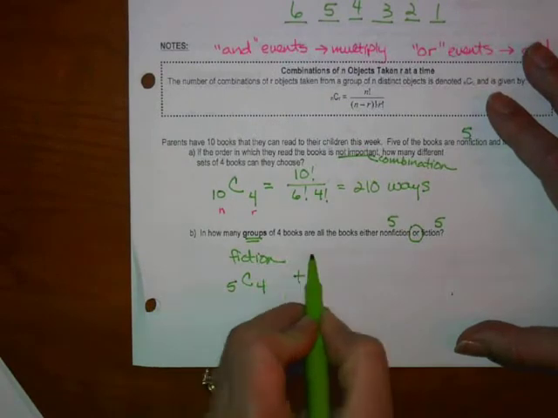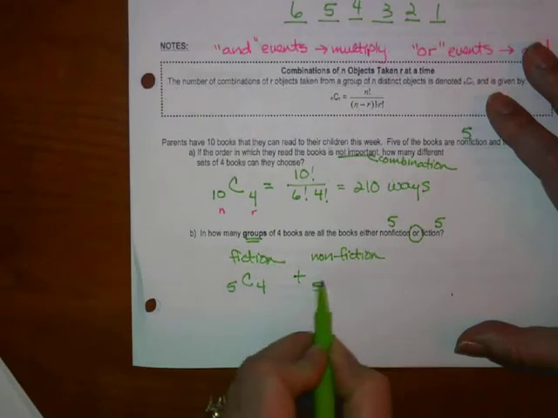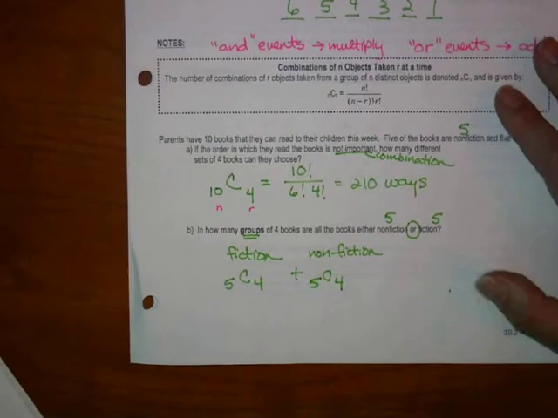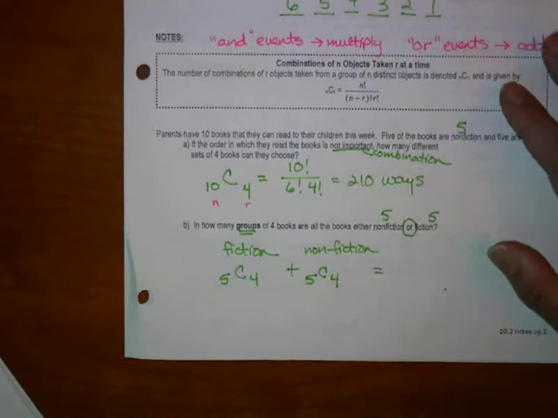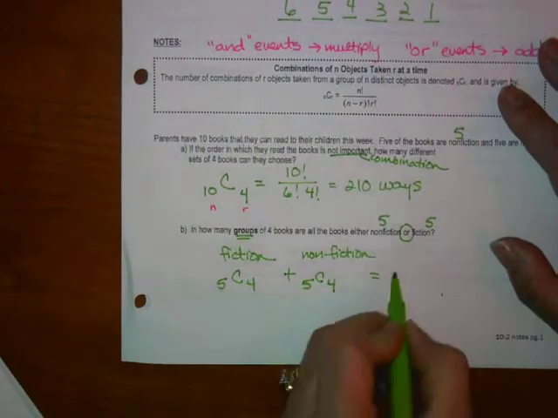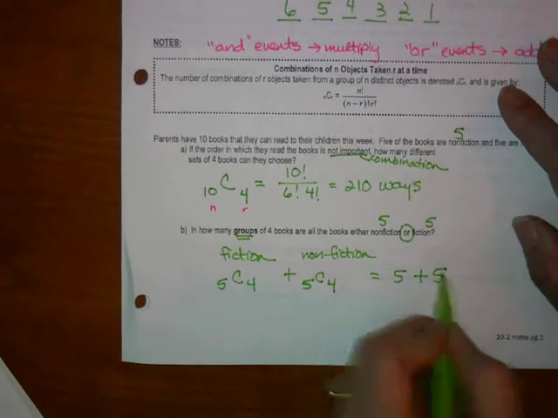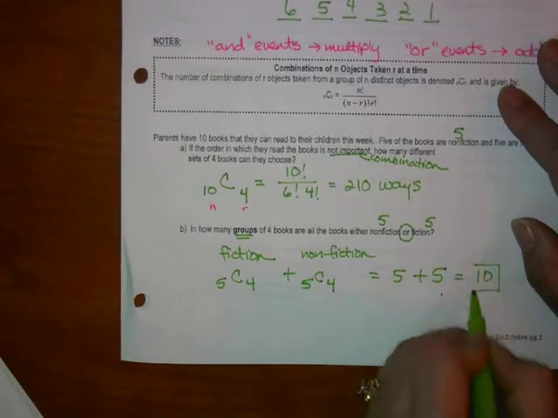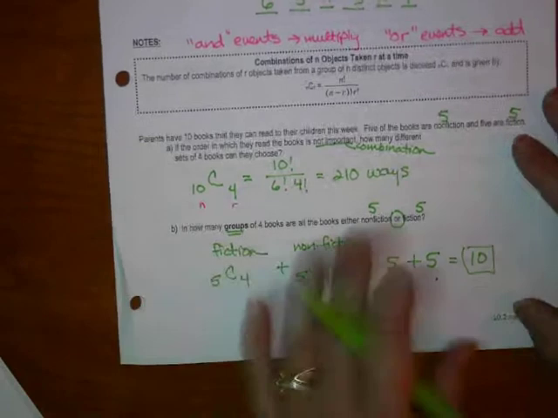And I'm going to add to that the nonfiction choices. So from the nonfiction I have 5 and I'm choosing 4. So now I'm going to find out how many ways that can happen. When you do this on the calculator, or you just think about it plugged into the formula, 5 choose 4 is 5. And then another 5 choose 4 is also 5. And when you add them together, you get 10. There's 10 different ways that groups of 4 books can be chosen.